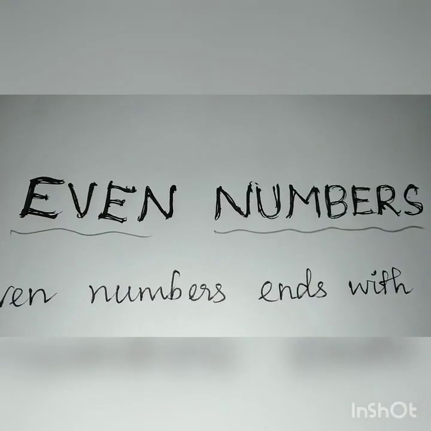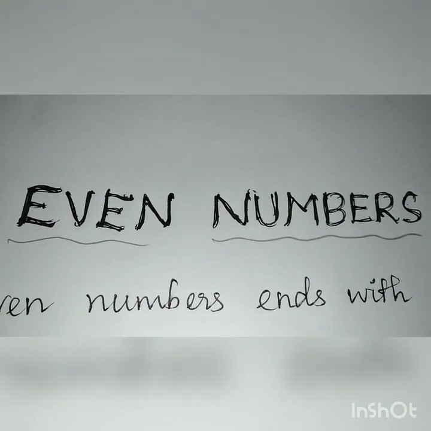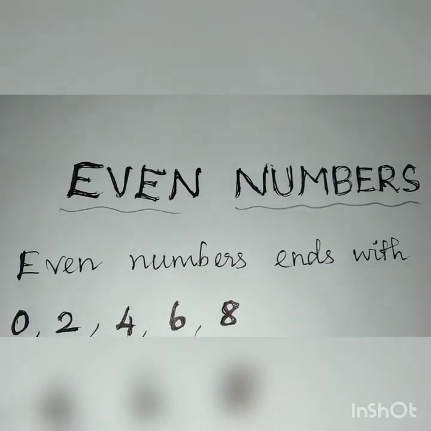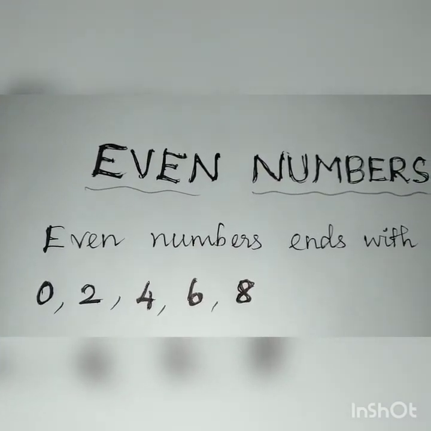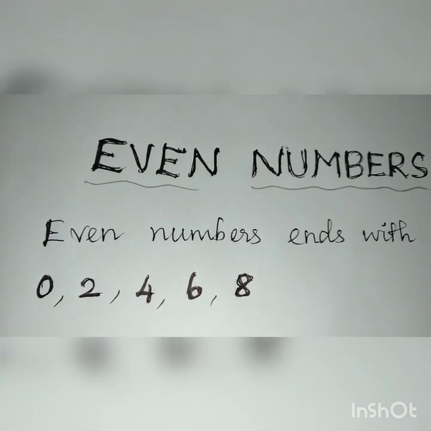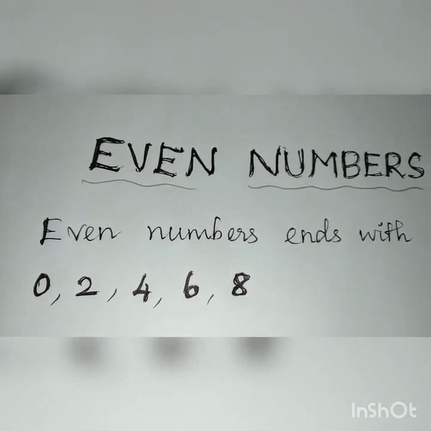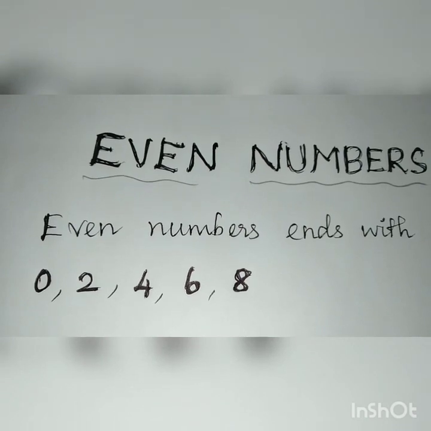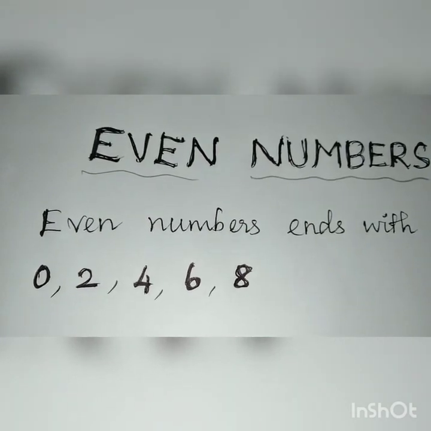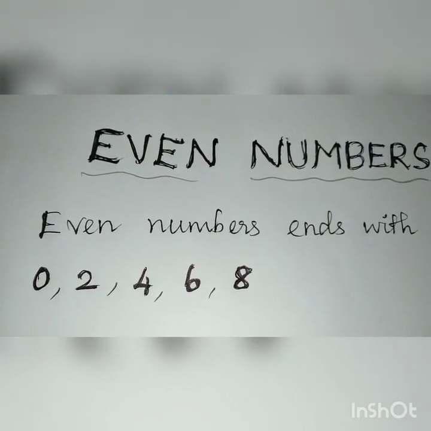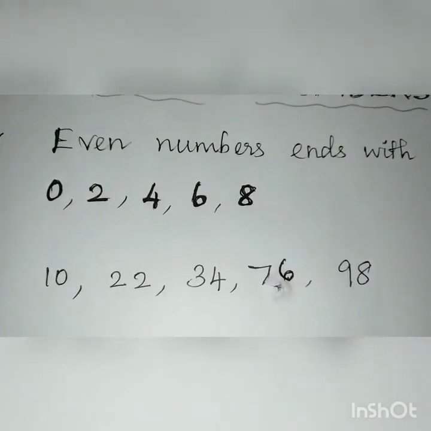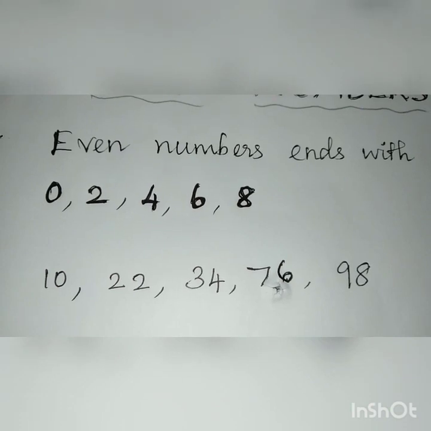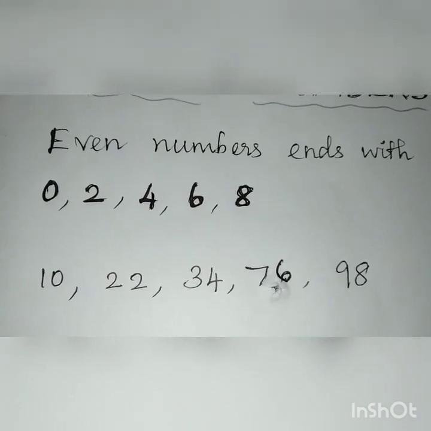Now we can see about even numbers. What are even numbers? Even numbers end with 0, 2, 4, 6 and 8. Let us see some examples of even numbers. The examples are 10, 22, 34, 76 and 98.